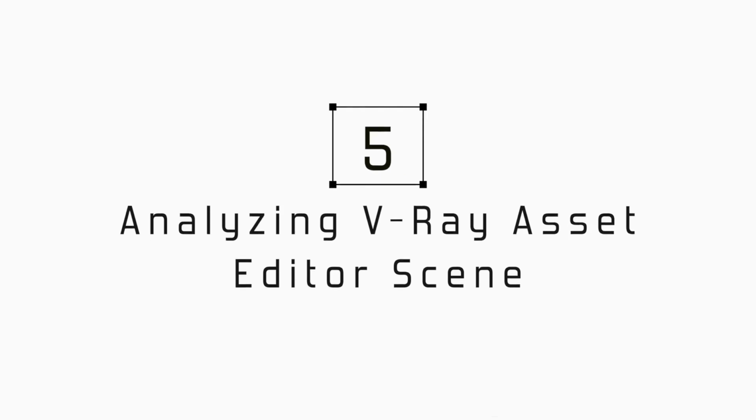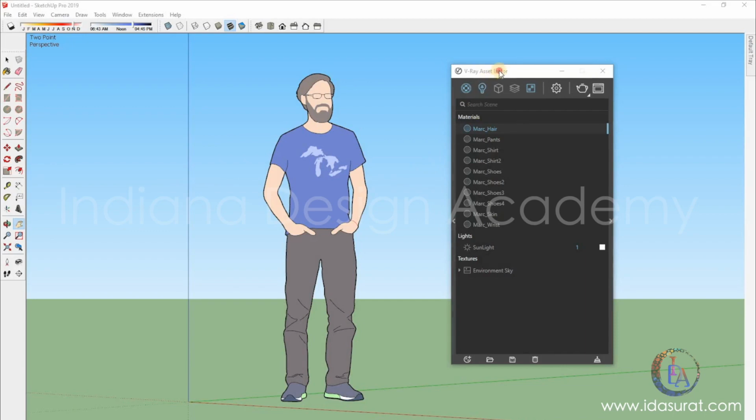As we have seen in the previous video regarding the V-Ray asset editor basics, now let us see in more detail what the properties are and all the things related to this. At present you can see I have a model in the SketchUp screen. That model has many materials and textures applied, as you can see: mark hair, mark pant, shirt 1, 2, 3, shoes, and many more. These are all the materials applied on this model.